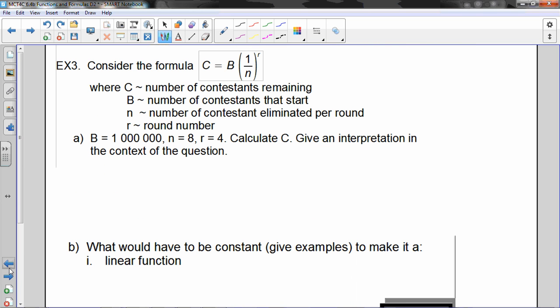All right, example 3. Yeah, example 3. Good. Big, nasty, long formula.